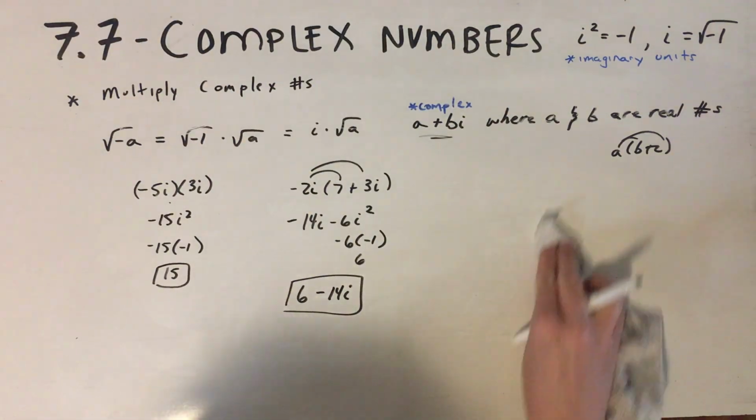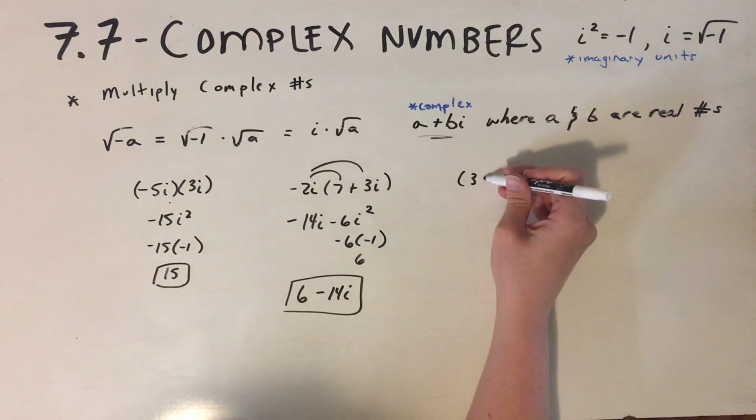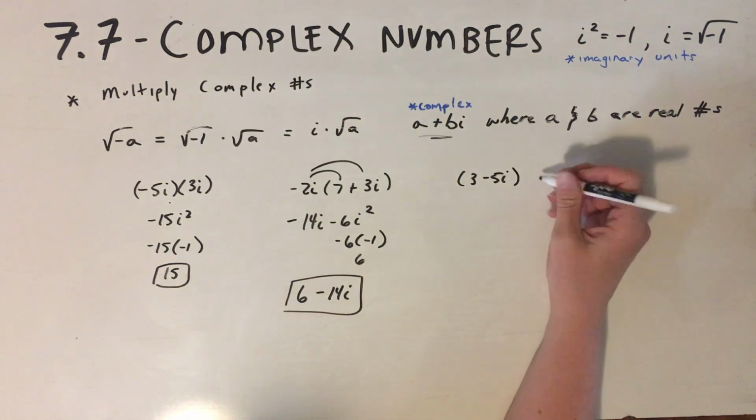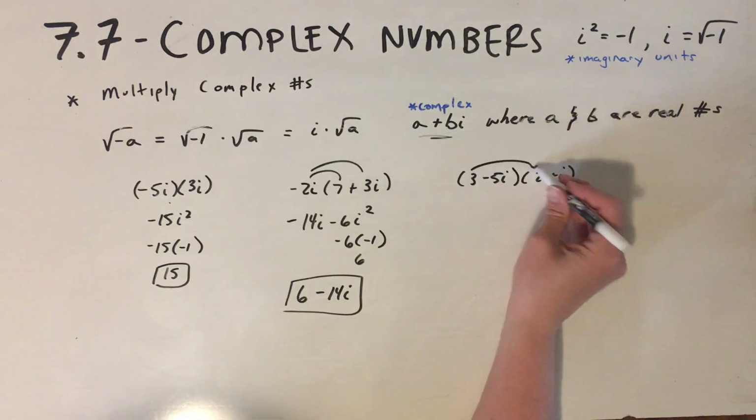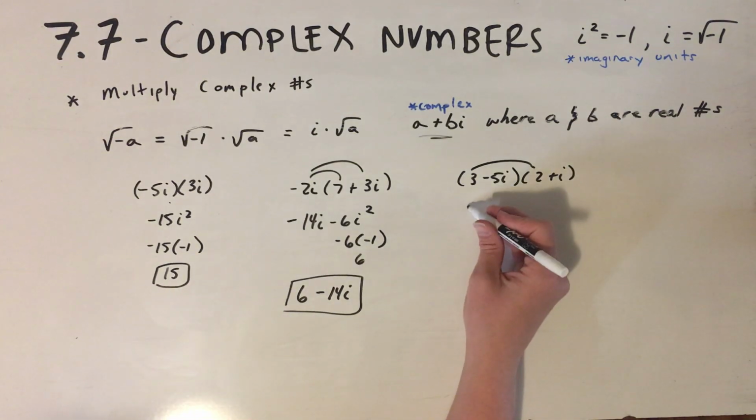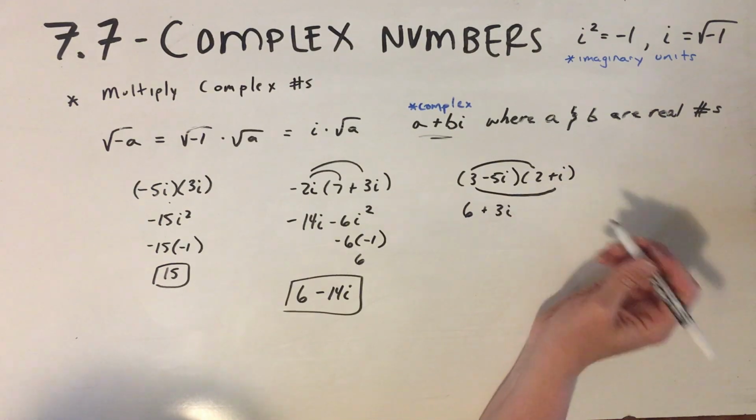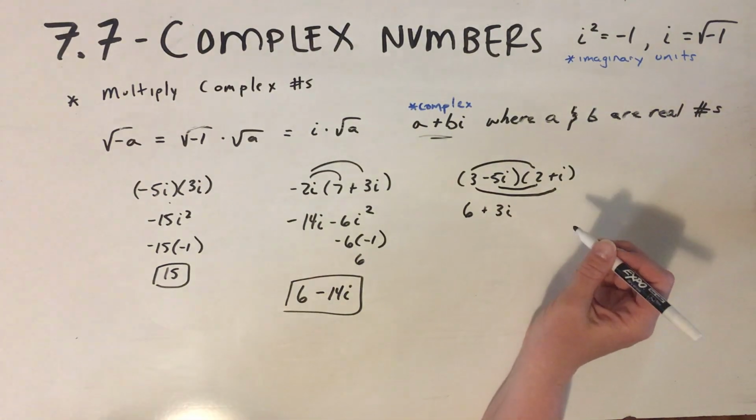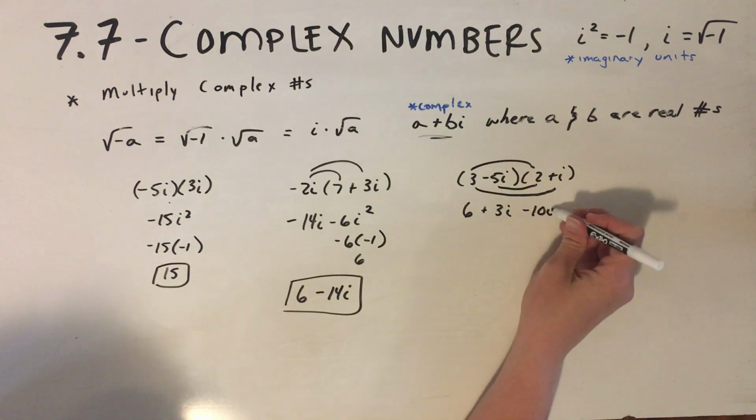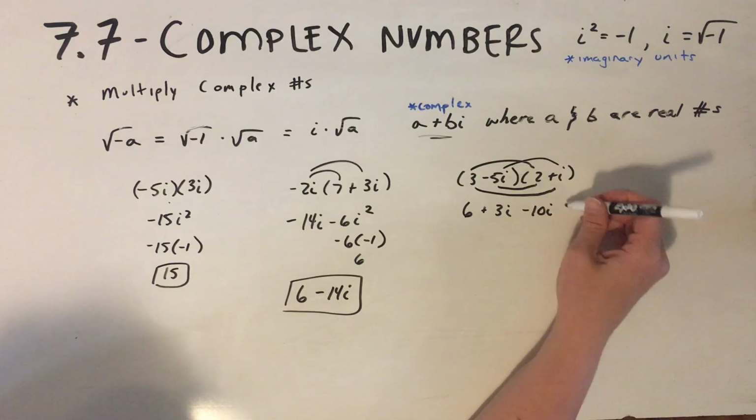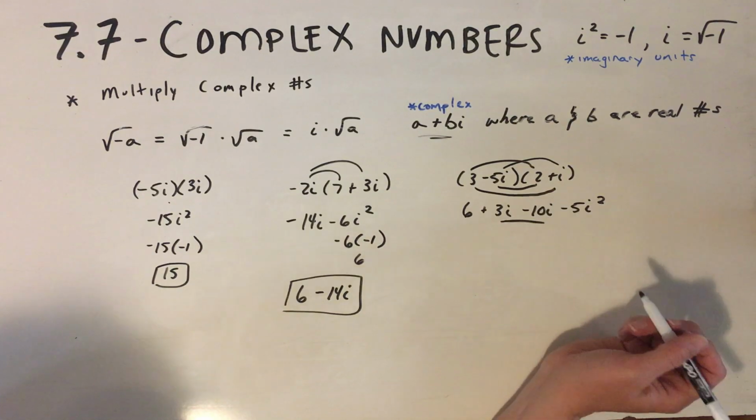If we wanted to FOIL a couple of these, we could have something like 3 minus a 5i and a 2 plus an i. So when I FOIL, I'm going to do my firsts, 3 times 2, which is 6. My outers, which is going to give me a plus 3i. My inners, you can just treat i as if it's x. My inners are -10i, and my lasts is a -5i squared.